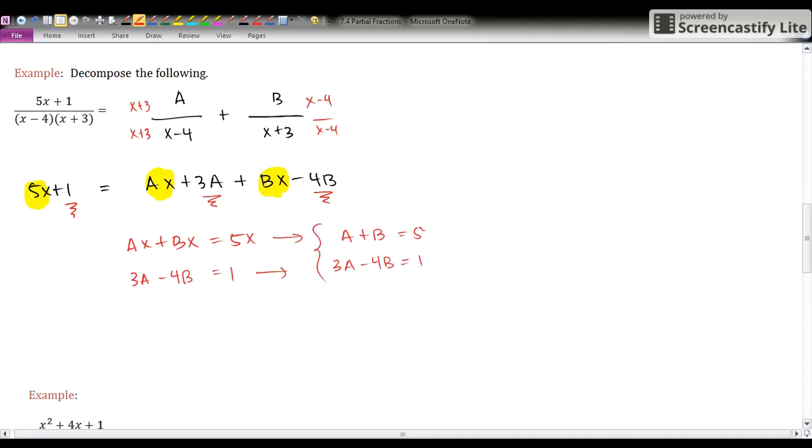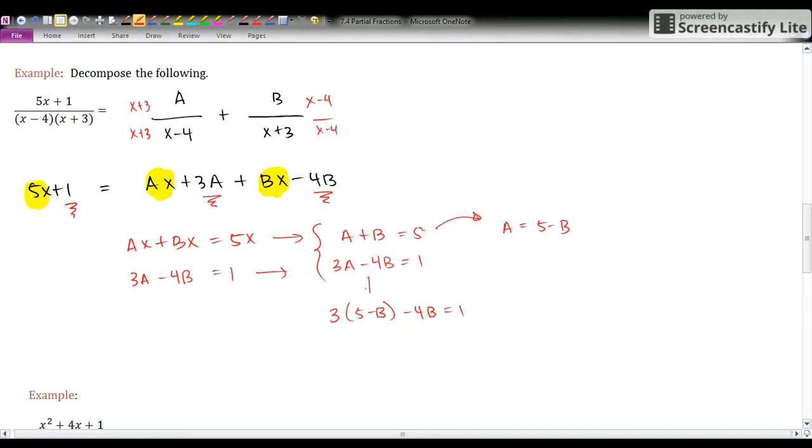A system. You decide. Do you want to use substitution? Do you want to use linear combination? Do you want to use matrices? Do you want to graph it? I don't care, whatever you choose. So being that I am going to do this by hand here, I will say that a is equal to 5 minus b. So I will come to this equation and say 3 times 5 minus b, minus 4b, is equal to 1.